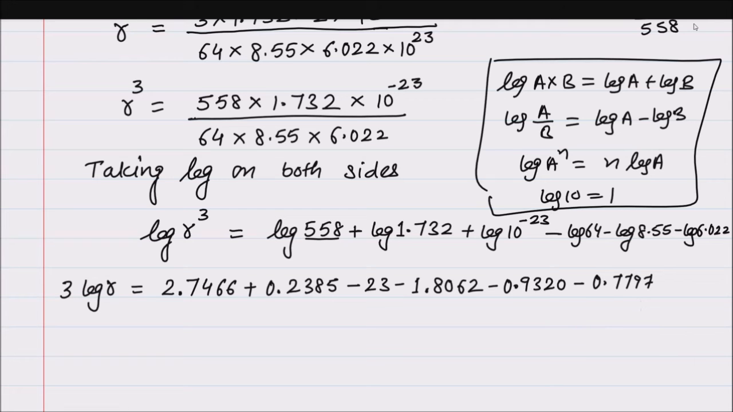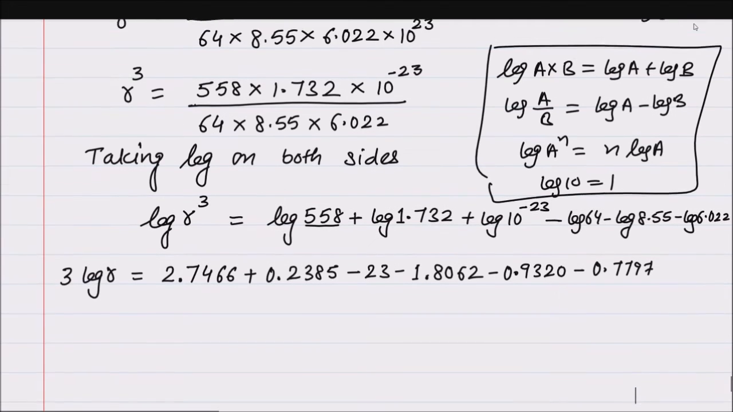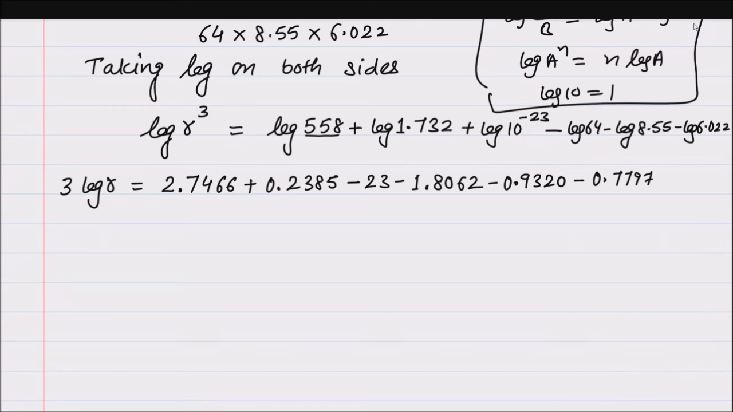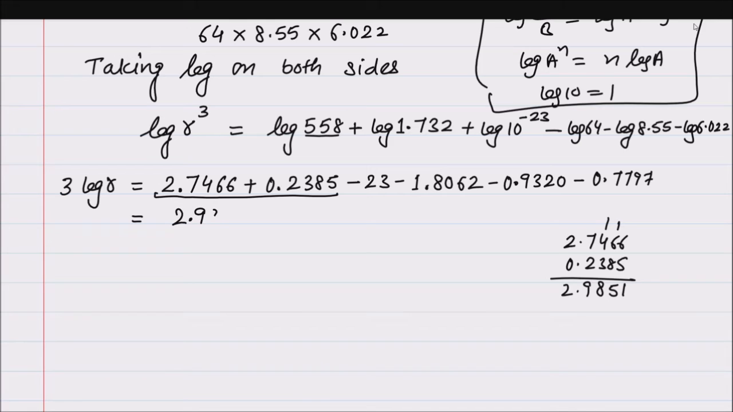Okay, now just add these numbers. 2.7466, 0.2385, and so on, so the sum is 2.9851.